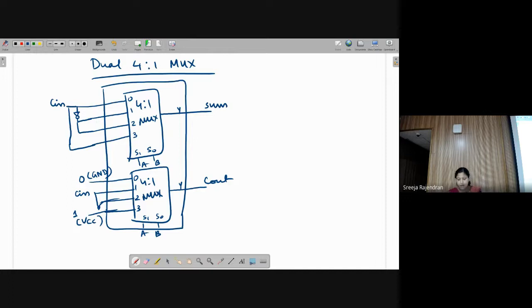So in this way, I got a very neat circuit. No additional gates, nothing. And I'm using only C in and C in complement. So using a single inverter additionally, I'm able to implement this circuit using a dual 4 is to 1 mux. So I can save up on space of having additional ICs.